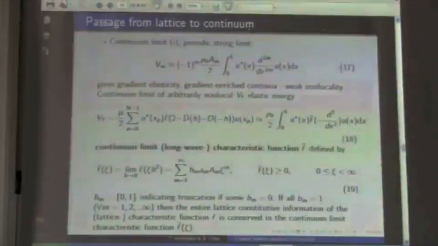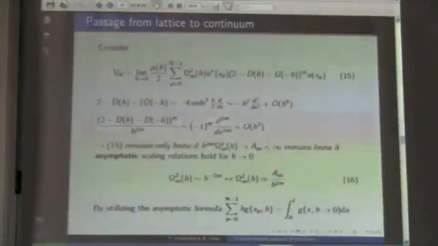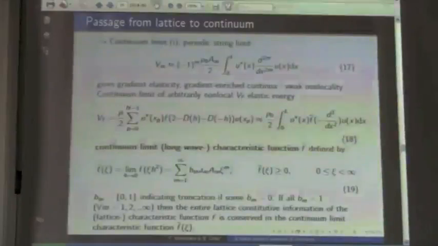Now you can introduce a continuum long-wave or continuum limit characteristic function, which has these rescaled or renormalized coefficients. This is the rescaled long-wave coefficient, and it is enough that, for an order which is not vanishing, this is asymptotically fulfilled for h to 0. It is also allowed that certain orders do not fulfill this scaling and can tend to 0.